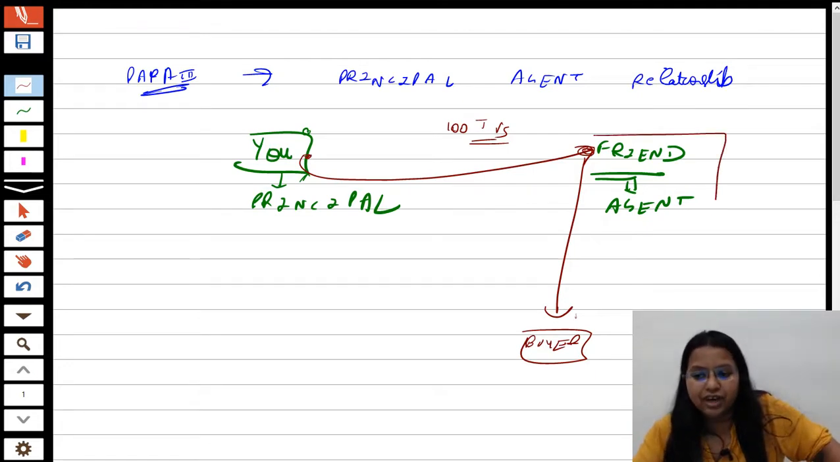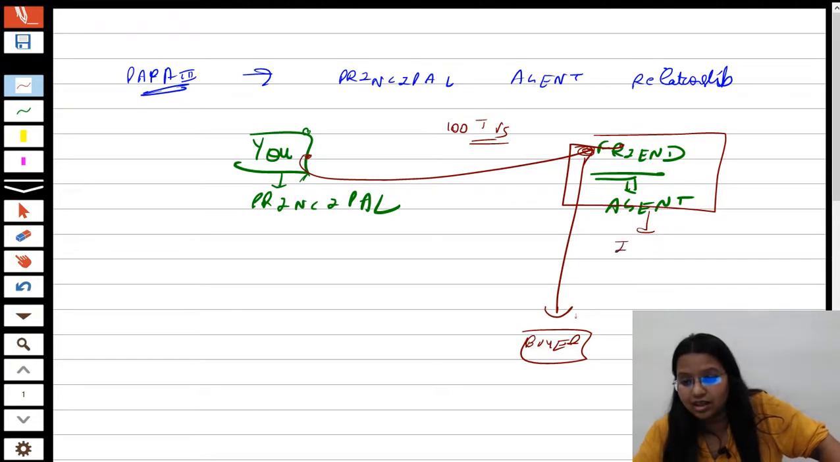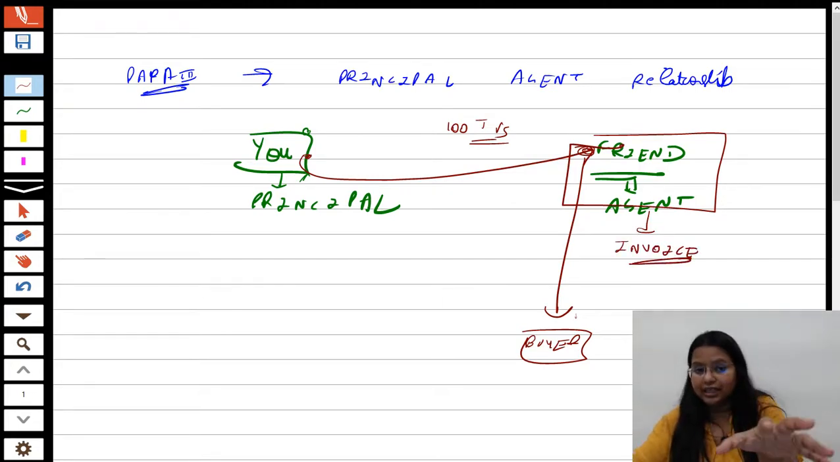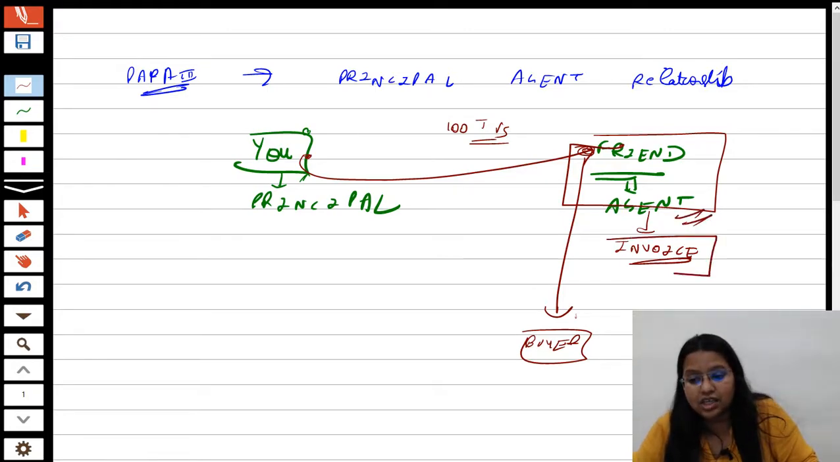Now what has your friend done? Your friend has issued an invoice. Now what do you assume? The invoice should be in the name of you or your friend. In the name of you, right? That is in the name of the principal only. But your friend has issued the invoice in his own name only. That is, the invoice is in the name of the friend.